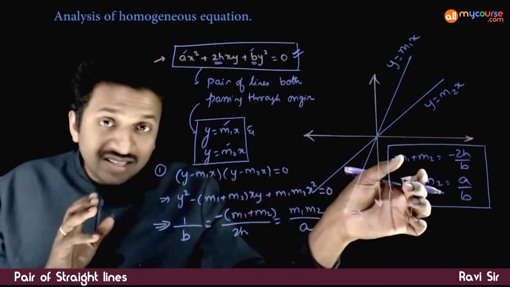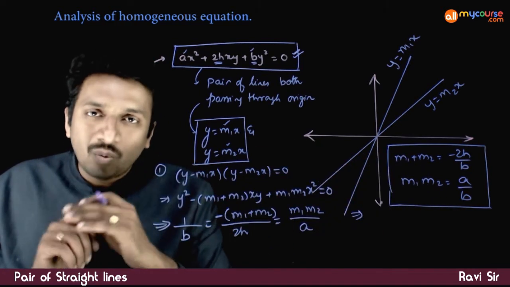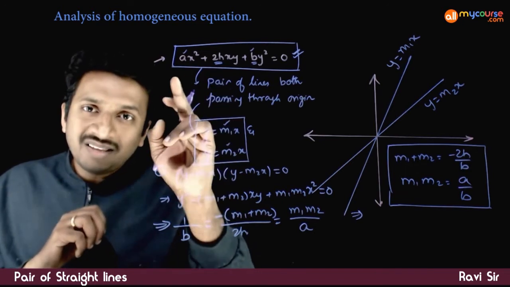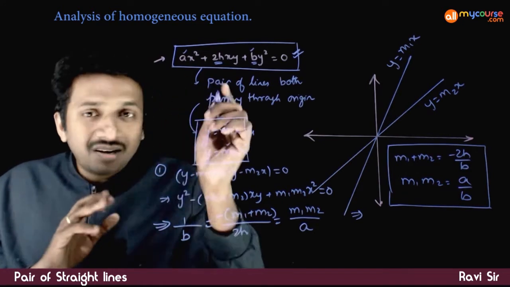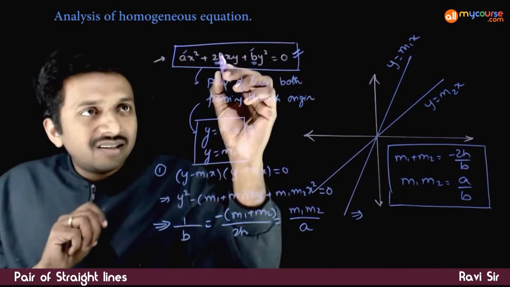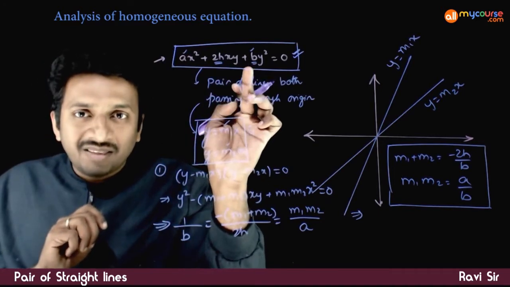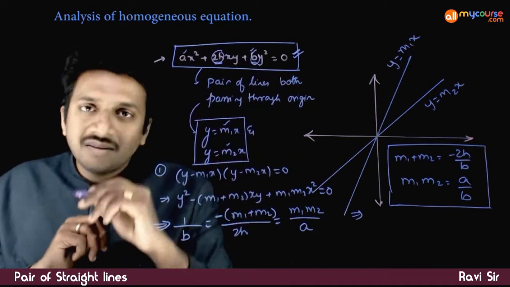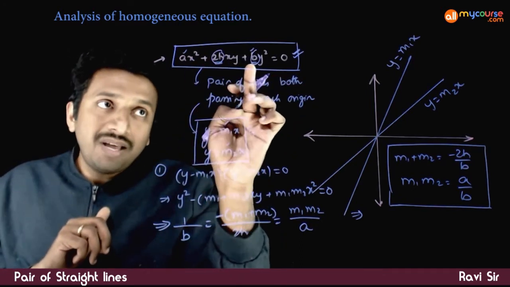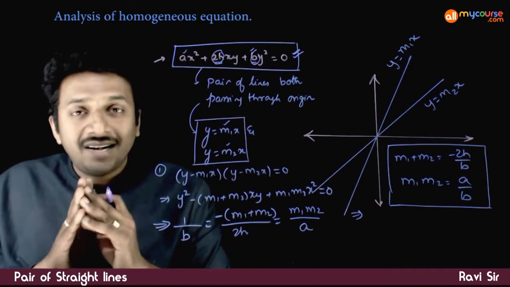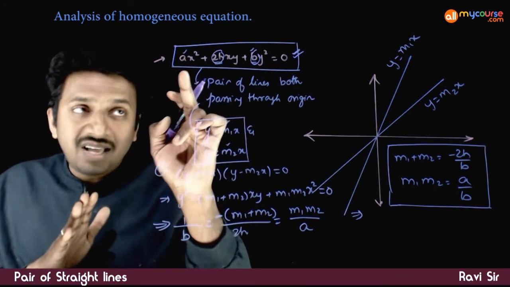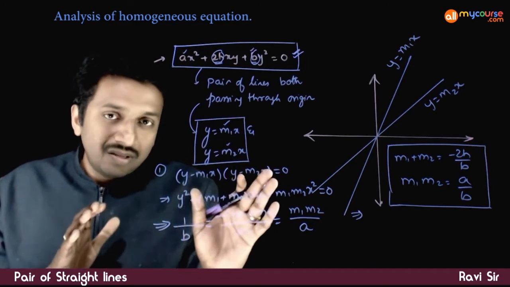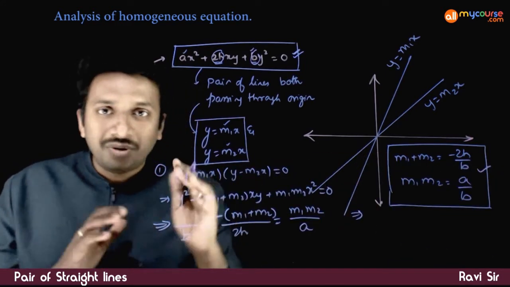So these equations look very similar to what you had in quadratic equations: minus b by a, c by a. Here, just keep in mind that you have b in the denominator, not a. So minus 2h by b is minus of xy coefficient by y square coefficient, and the product of the roots is a by b. So these are the equations which you remember.